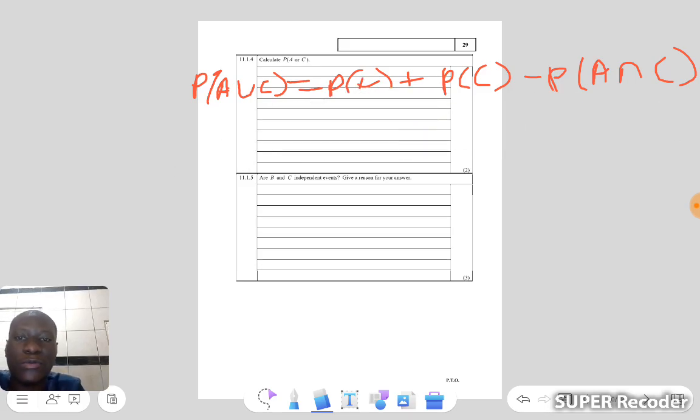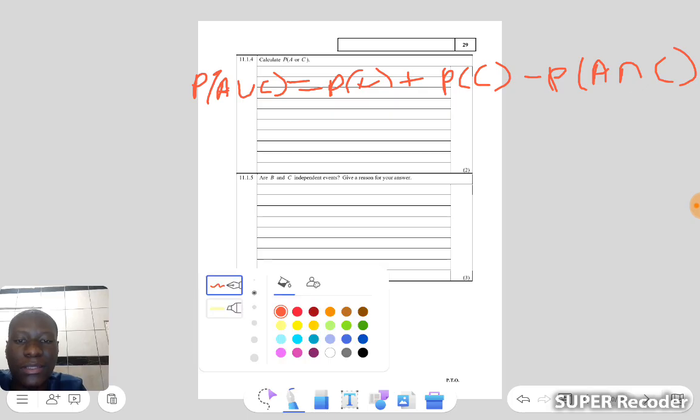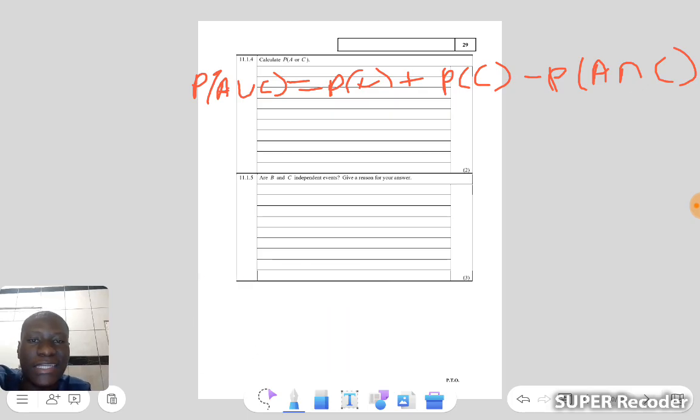So in 11.1.5, they are asking a question: are B and C independent events? Give a reason for your answer. So what are independent events? Two events are independent if the occurrence of one does not affect the occurrence of the other. I hope that is clear.